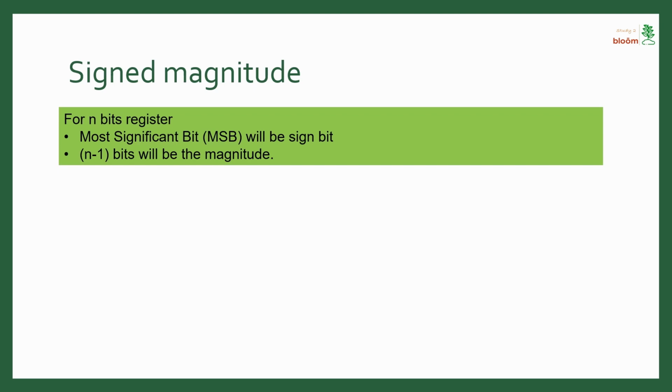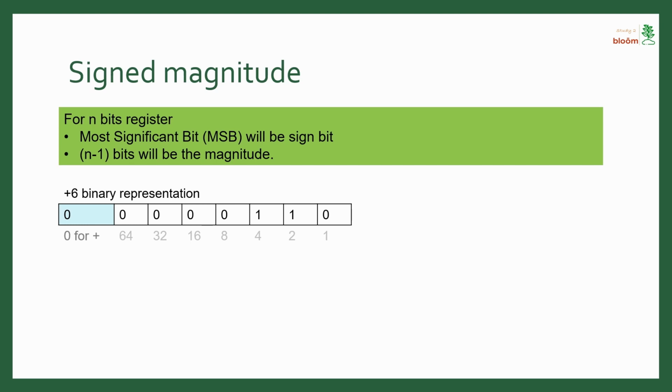Sign magnitude. For an n-bit register, the most significant bit will be the sign bit, and the remaining n minus 1 bits will be the magnitude. Let's see an example. How to represent plus 6 in binary. This value 6 will be represented using 110, and the most significant bit will be reserved for the sign. Here it's plus and we use 0 to represent plus, and we put the absolute value here, and the rest of the positions will be filled with 0.